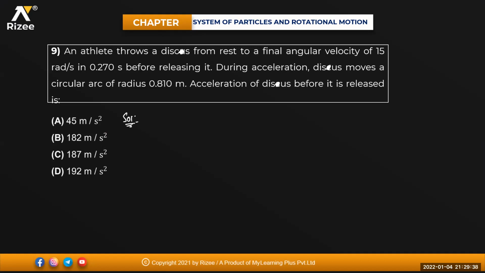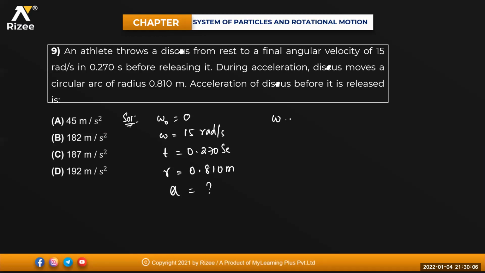An athlete throws a disc from rest. That means initial angular velocity is 0 to final angular velocity of 15 radian per second. In how much time? 0.270 seconds. During the acceleration, the disc moves in a circular arc of radius R given as 0.810 meter. Acceleration of the disc will be equal to how much? That means a value is equal to how much?